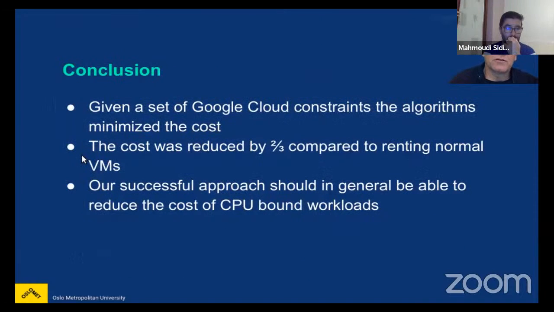Now to conclusions. Yeah. Given a set of Google Cloud constraints, our algorithm was able to minimize the cost. The cost was reduced by 2/3 compared to renting normal VMs. And our successful approach should in general be able to reduce the cost of CPU-bound workloads, similar to the workloads we used, but it could be any kind of workload.